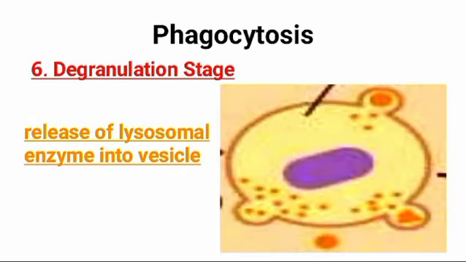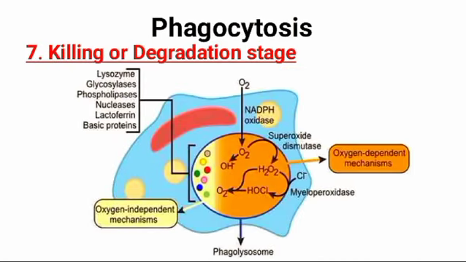The sixth step is the degranulation stage. Once the bacteria are engulfed, the lysosomes release their enzymes into the vesicle and also into the interstitial space. This process is called degranulation. And the last step is the killing or degradation stage.